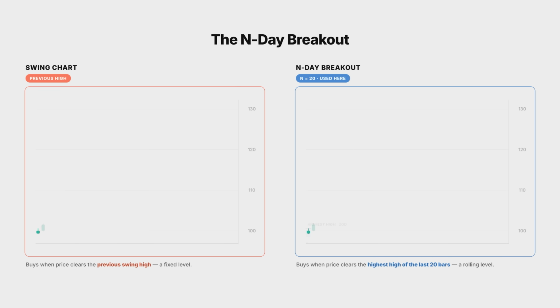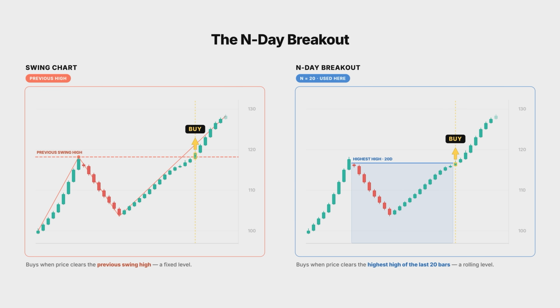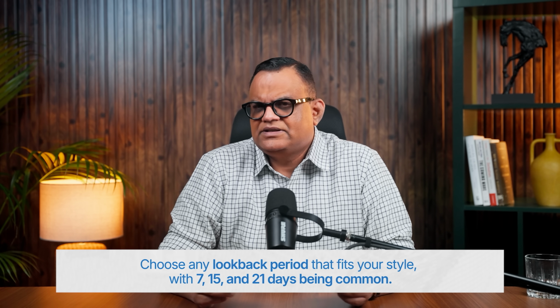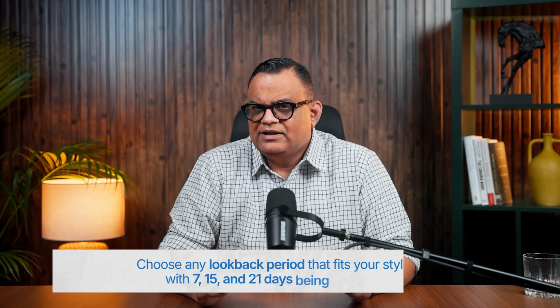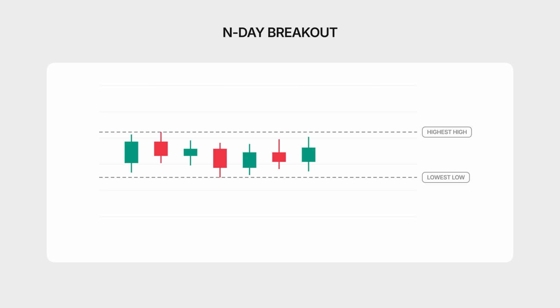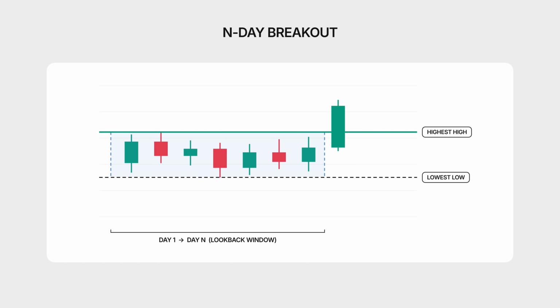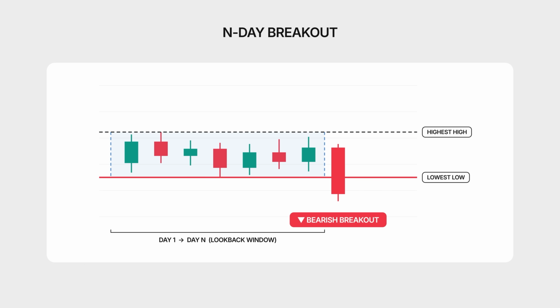The next entry method, which I also touched upon in part 1, is the N-day breakout. You can use any look-back period that fits your style, though 7, 15, or 21 days are common standards. The logic is incredibly intuitive. The system tracks the highest high and the lowest low of the last 10 days. If the price closes above the highest high of that period, you have a valid bullish breakout. Conversely, if it breaks below the lowest low, it's a bearish breakout.